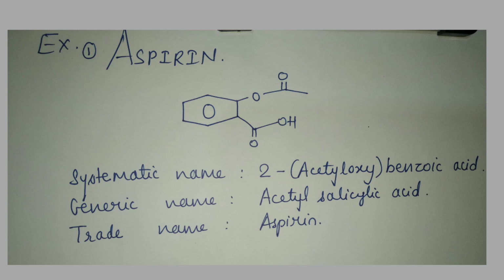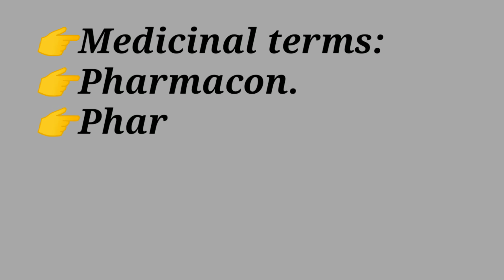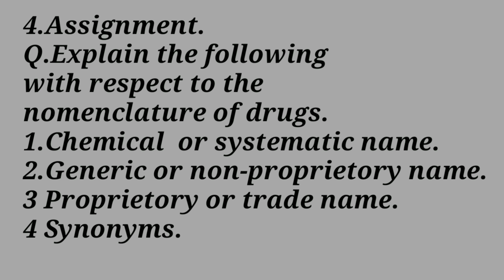So students, consider a few examples for the nomenclature of drugs, wherein a drug has been mentioned in its chemical name or systematic name, generic name or brand name or trade name. In the next lecture, we are going to discuss some medicinal terms like pharmacon, pharmacology, pharmacophore, prodrug and so on. So students, here is an assignment for you. This type of question could be asked on nomenclature of drugs. That is, explain the following with respect to the nomenclature of drugs with suitable examples.